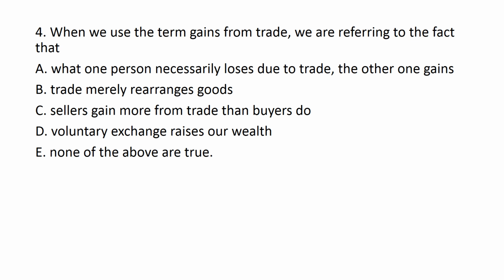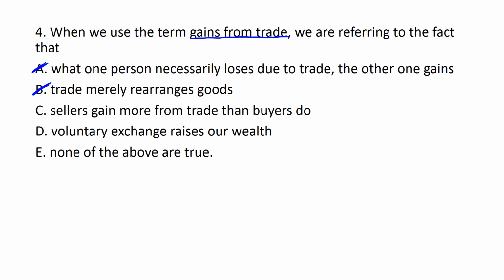This question says, when we use the term gains from trade, we're referring to the fact that A, what one person loses, the other one gains. That's not true. In the example we used in class of gains from trade between me and my husband doing cleaning and cooking, neither one of us lost in that scenario. We both were winners, and so we both gain. So that's not it. B, trade merely rearranges goods. It may rearrange who produces what, but it's not just a rearrangement.